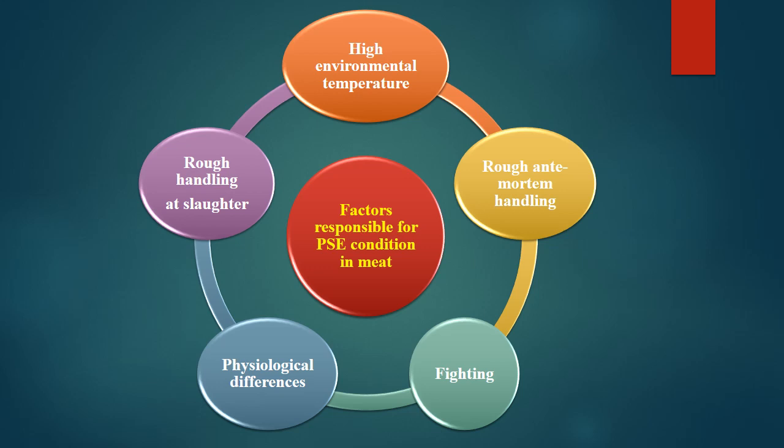Here we will see the factors responsible for PSE condition in meat. I have already mentioned this is due to acute stress just before the slaughter. The important factors are high environmental temperature. Second is rough antemortem handling just before slaughter, fighting between animals or any other panic situation, physiological differences, and slaughtering and handling of animals before slaughter. Just before slaughter, if there is very rough handling or during slaughter, then that will cause this. So these are the factors causing PSE.